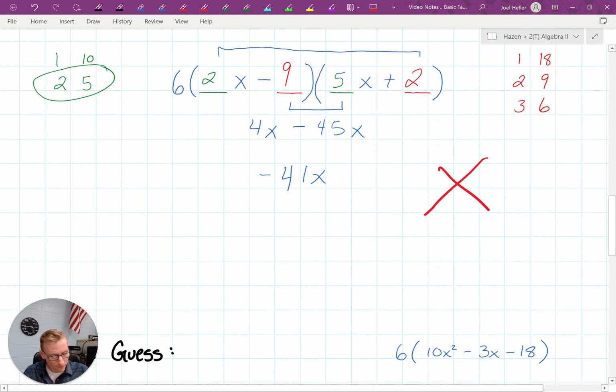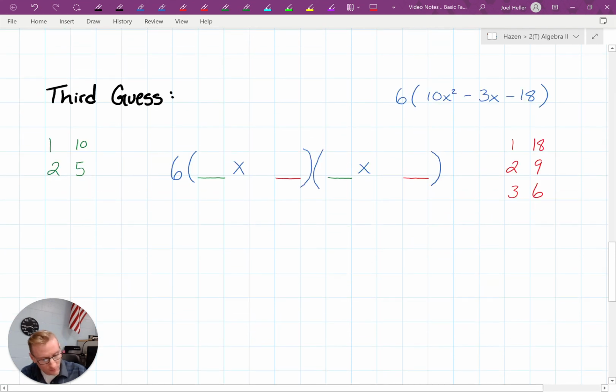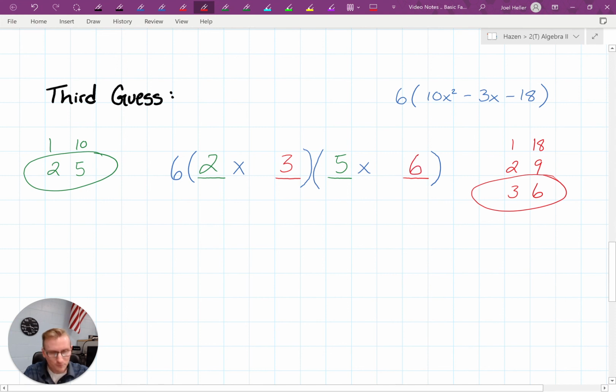Let's try something different. We'll stick with the 2 and the 5. We'll stay there. We haven't exhausted all the possibilities. But let's move away from the 2 and the 9. Why don't we try the 3 and the 6? We'll take the 3 and the 6, we'll put the 3 here, and we'll put the 6 here. And again, we'll just throw in some pluses and minuses here. We can always switch them again if we end up with the opposite sign that we need. And then we'll test our outside number.